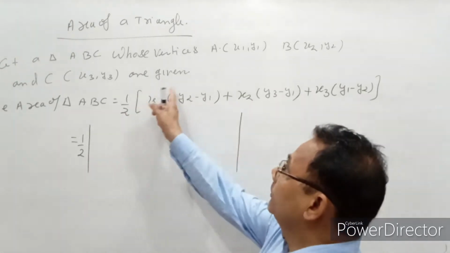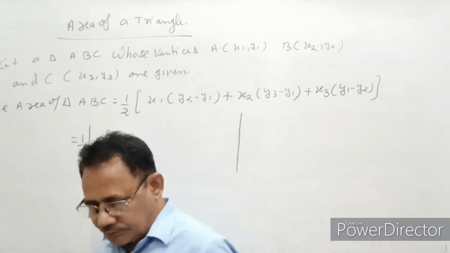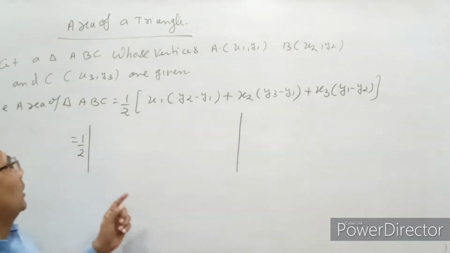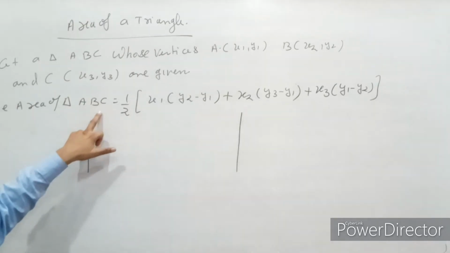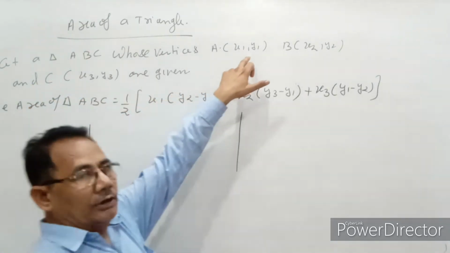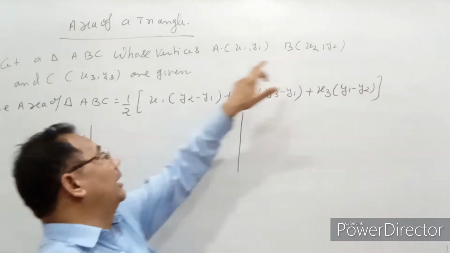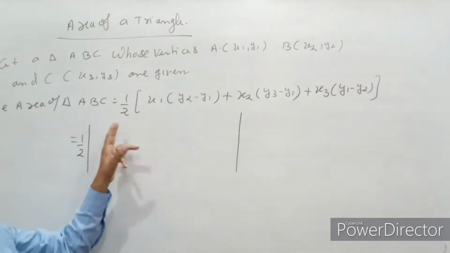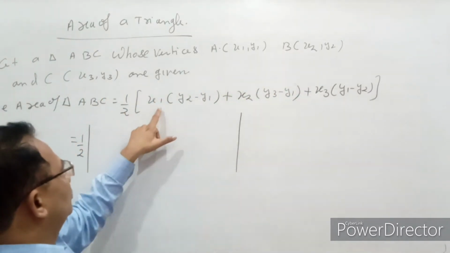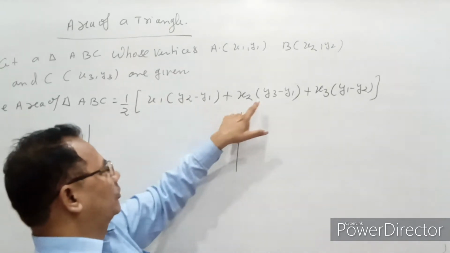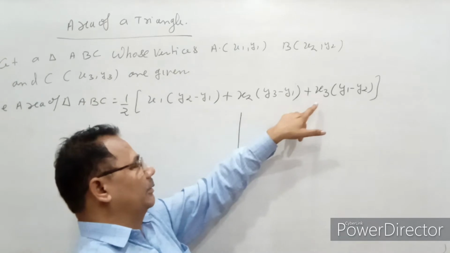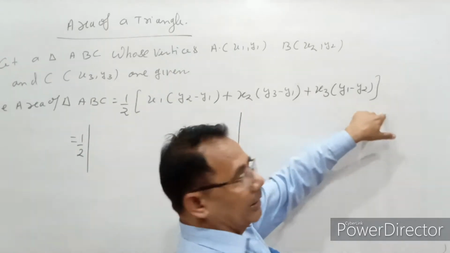then we find the area of the triangle. Now, the area of the triangle ABC whose vertices are A(x1, y1), B(x2, y2) and C(x3, y3) is equal to 1/2 [x1(y2 - y3) + x2(y3 - y1) + x3(y1 - y2)].